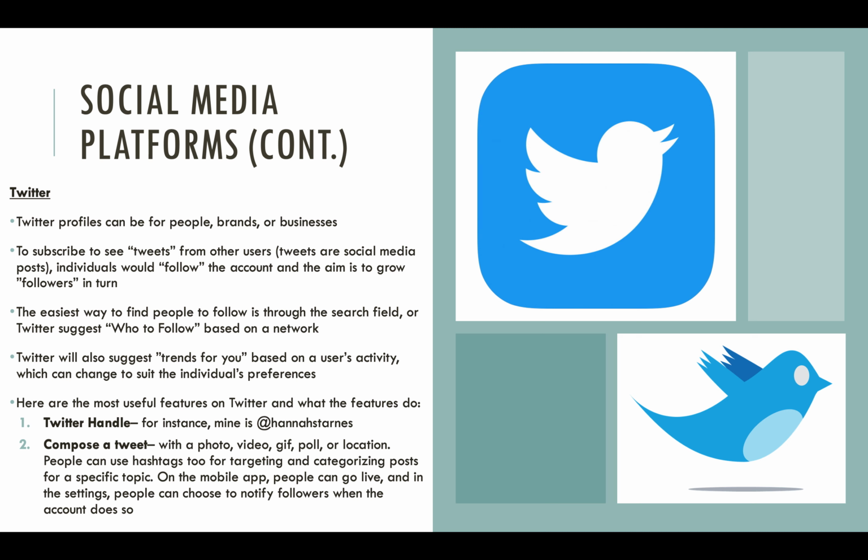Compose a tweet with a photo, video, GIF, poll, or location. People can use hashtags for targeting, categorizing posts, and for a specific topic. On a mobile app, people can go live, and in the settings, people can choose to notify followers when the account goes live.